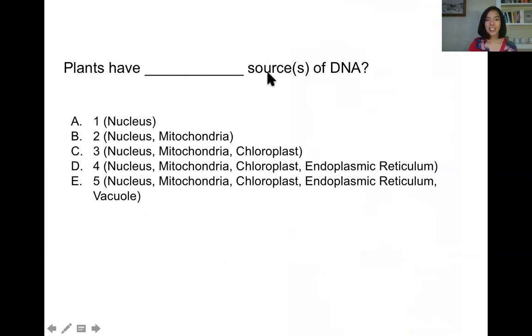Plants have how many sources of DNA? One from the nucleus, two from the nucleus and mitochondria, three from nucleus, mitochondria, and chloroplast, four from nucleus, mitochondria, chloroplast, and endoplasmic reticulum, or five from all of the above and the vacuole. Okay, so plants have a source of three: the nucleus, the mitochondria, and the chloroplast. Okay, that's the right answer.